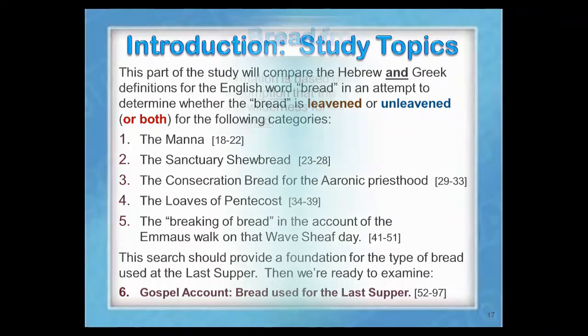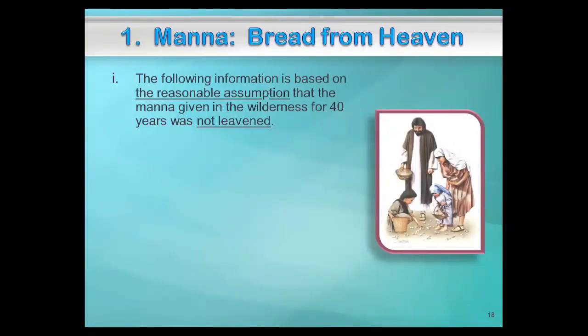So let's start with number 1, the manna, the bread that was from heaven. We will do a little bit of an introduction here on the manna, and then we're going to compare it to the Hebrew and to the Greek, and we'll make a conclusion. We'll do that at the end of each one of these 5 different partitions here.